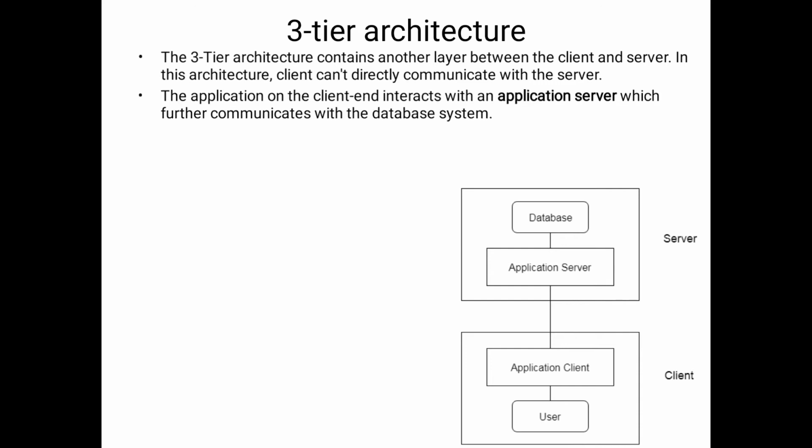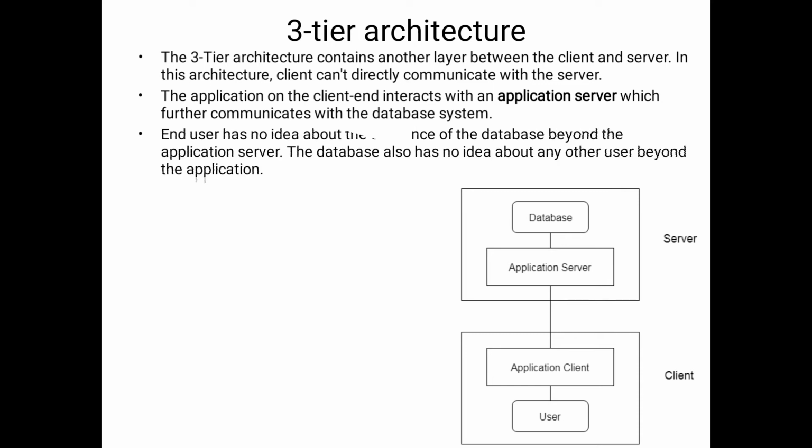In this architecture, the client can't directly communicate with the server. Here the application server is the mediator between the database and the application clients. Next, the end user has no idea about the existence of the database. The user and database do not communicate directly, so the database details are not observed by the user. The user has no idea about any other user beyond the application. So this is the information about the three-tier architecture. Three-tier architectures are used only in large database applications and large web page application development. So this is the DBMS architecture.